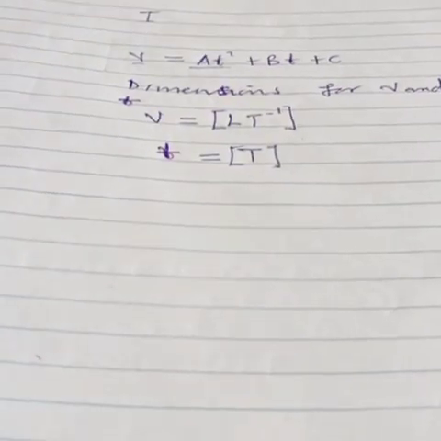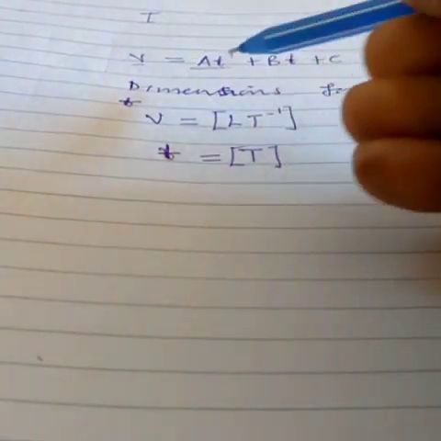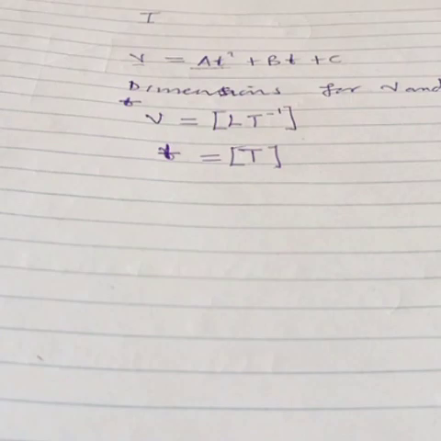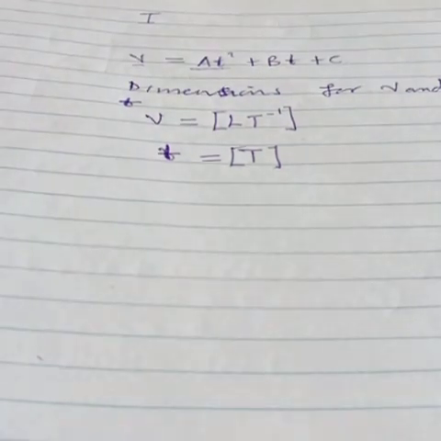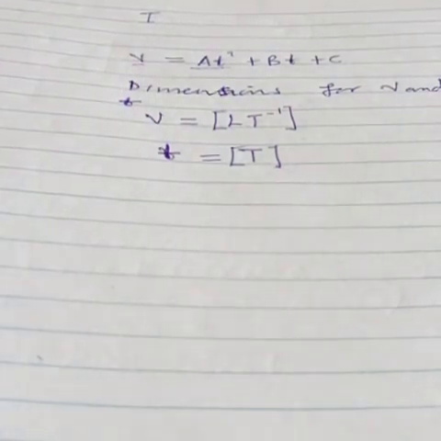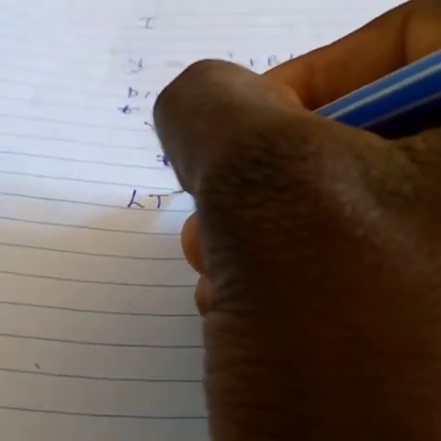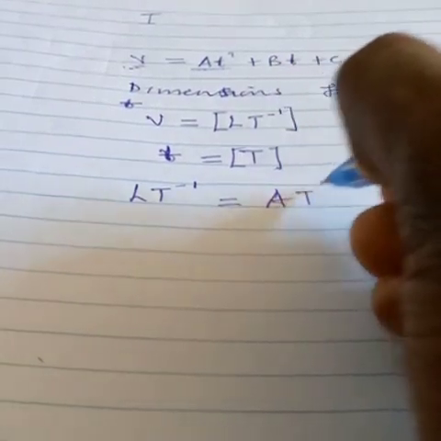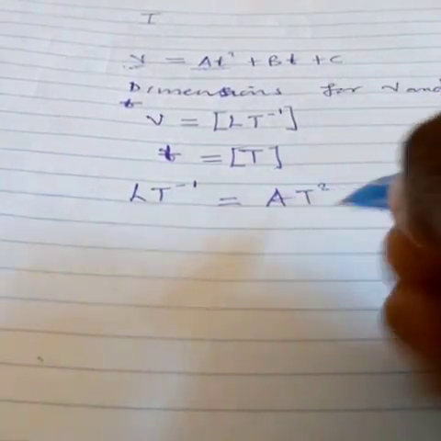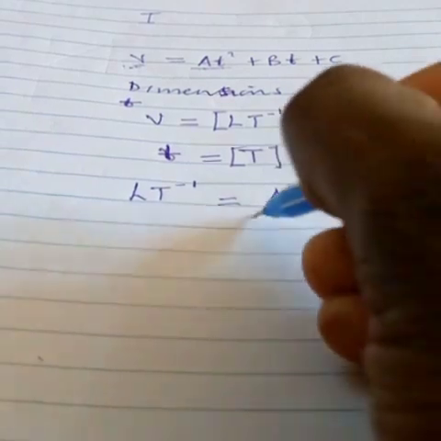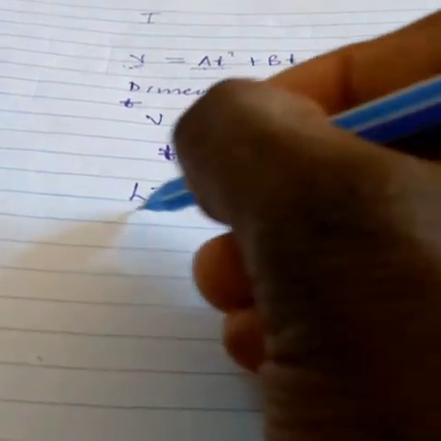So here, if you want to find the values of A, B, C, you have to equate what is on your left hand side to what is on your right hand side, meaning that this dimension I have to equate to this one, also to that, and this one to that. So I'll say L t to the power negative 1 should be equal to A t square. Remember, for you to find the dimensions for A, you have to divide throughout by what? T square, this one by t square.